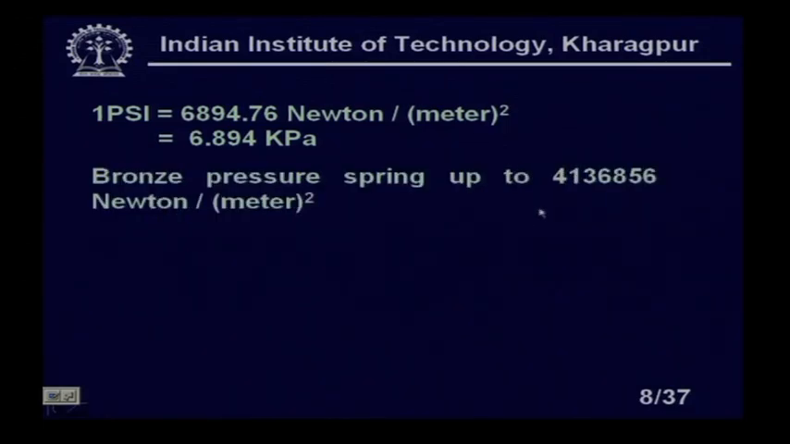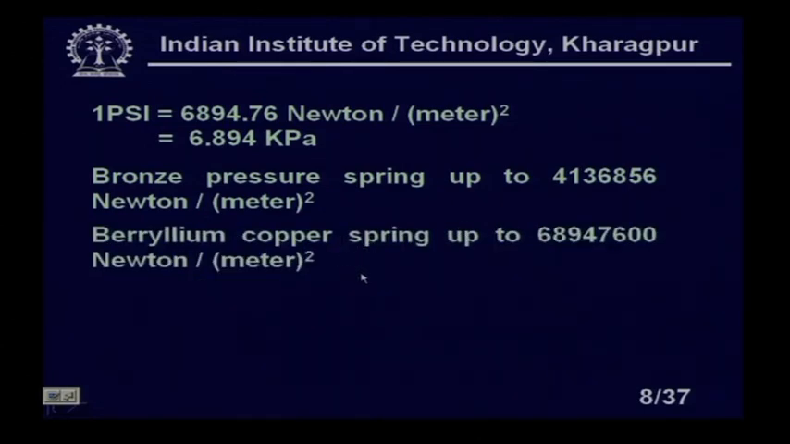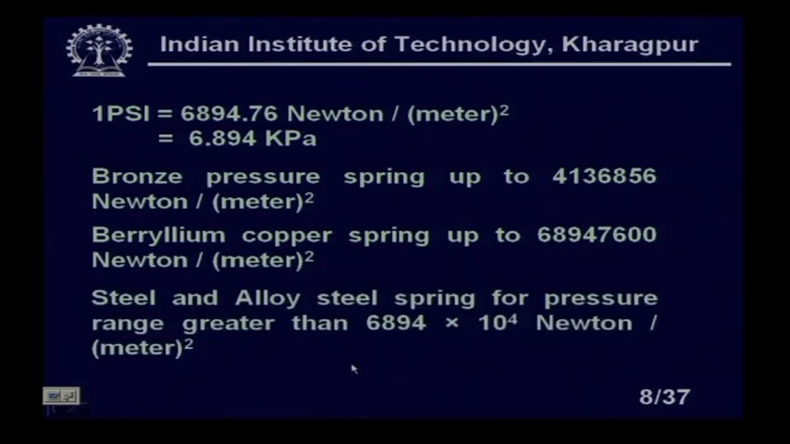Bronze pressure springs: up to now I have talked about the pressure spring, that means the material of the C type Bourdon tube. We have seen sometimes we use brass, sometimes phosphor bronze. Now, depending on the particular range, a different pressure transducer is used. The bronze pressure spring is up to 4136856 Newton per meter square, the beryllium copper spring up to 68947600 Newton per meter square. Then we have steel and alloy steel springs for pressure ranges greater than 6894 into 10 to the 4 Newton per meter square.